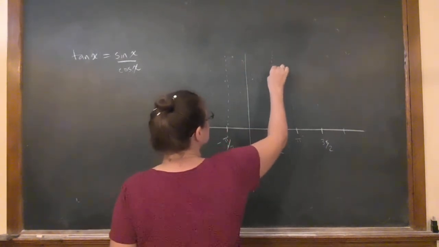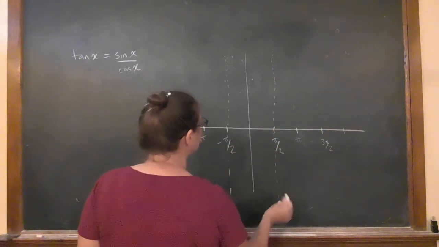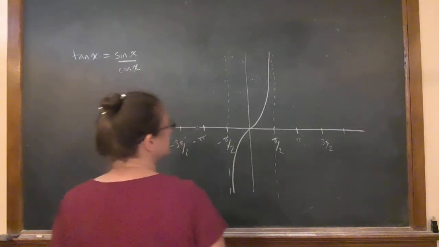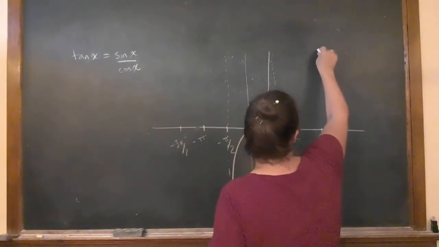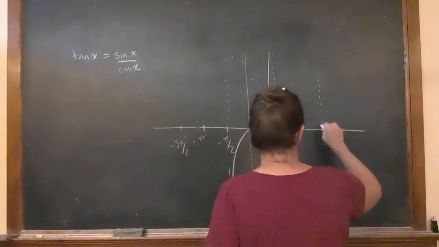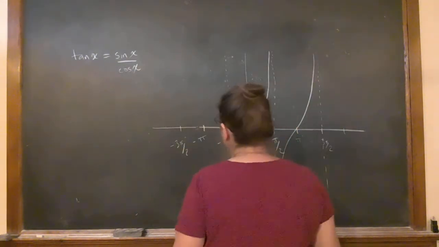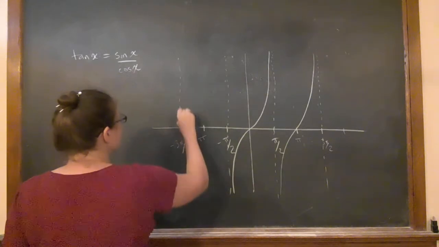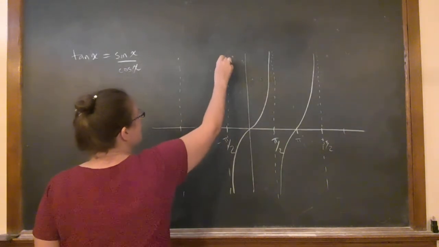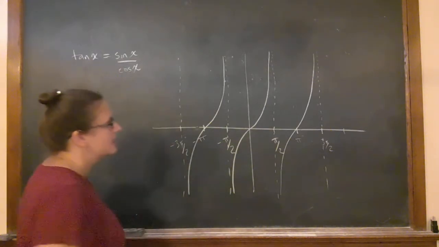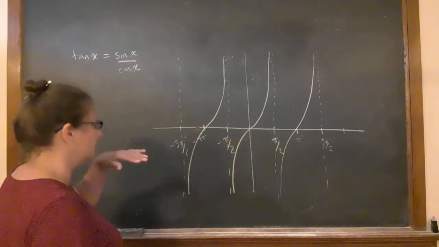But remember, because sine and cosine are periodic, tangent is also periodic, but because of the way the signs work out, tangent is periodic with period pi. So you have these different branches of the tangent function, right?